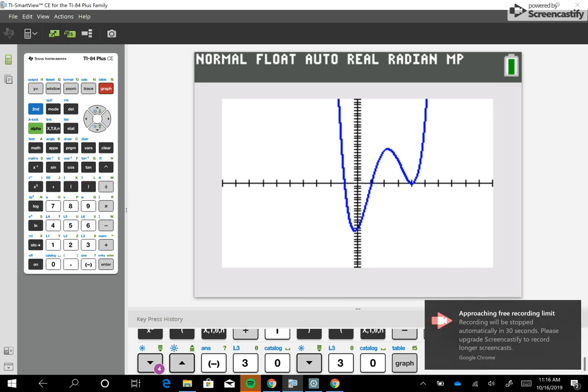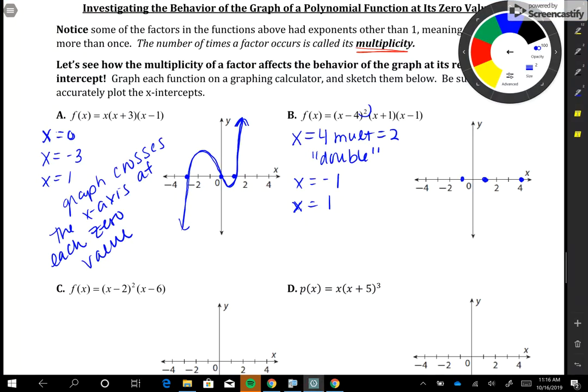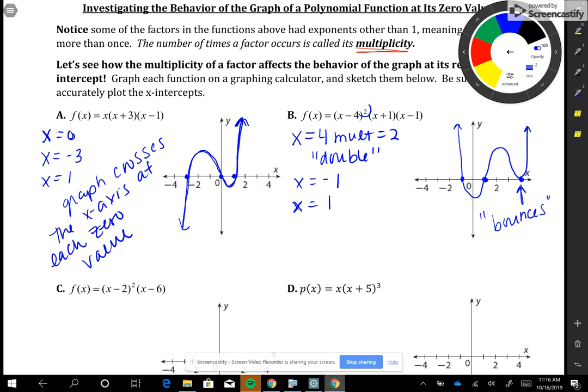All right, so here we go. Let's graph it quickly, and then we will talk about this tomorrow. So it was coming down through here, and then it was bouncing off at 4. So what we can see is at the double 0, it's bouncing. Okay, we'll talk more about this tomorrow in class.